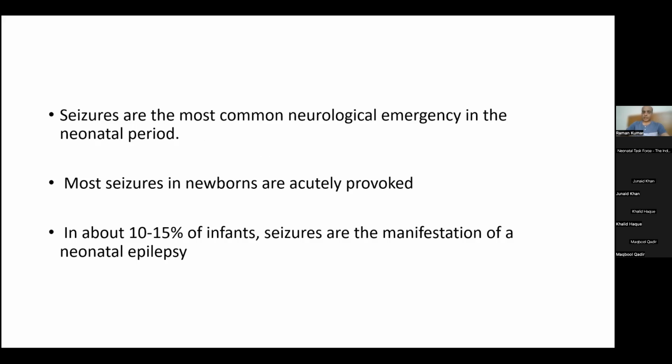As we know, seizures are the most common neurological emergency in the neonatal period, and most seizures in newborns are provoked. This was previously called symptomatic, when there is stroke, when there is hemorrhagic stroke. Whenever there is a cause identified, we call it acute symptomatic. Now the term has been updated: acutely provoked seizures. Most of the seizures, like 80 to 85 percent, are acute, and less than 15 percent are a manifestation of neonatal epilepsy. Neonatal epilepsy is very, very different from acute provoked seizures. Seizures may come because of an underlying condition, or as a manifestation of neonatal epilepsy.